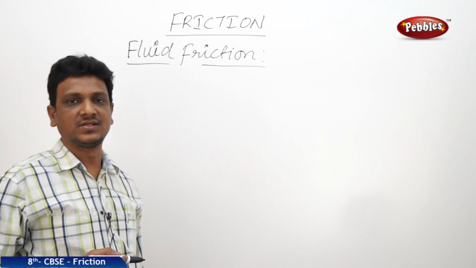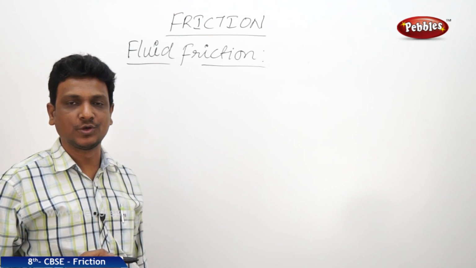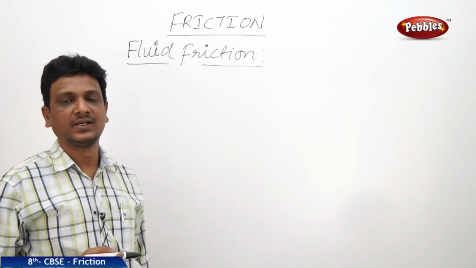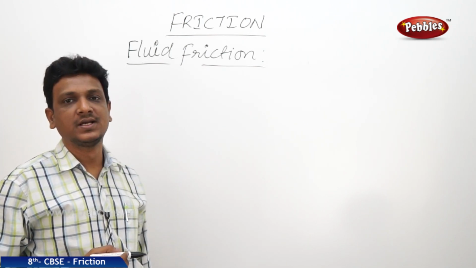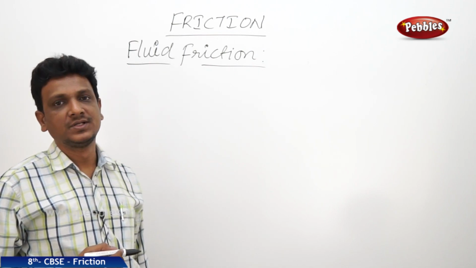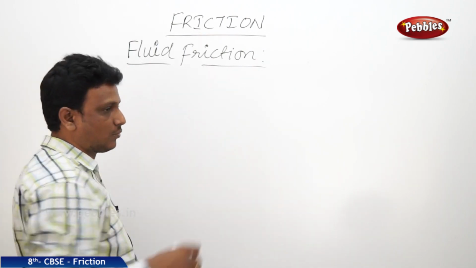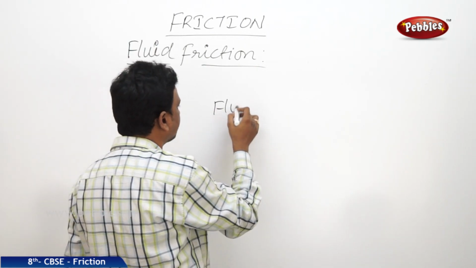So now let us look at the fluid friction. So far we have discussed solid objects, the surfaces of solid objects, they come in contact and there they get interlocking, so by that the friction is developed. So now we are going to talk about fluid friction. What is a fluid? What are fluids?